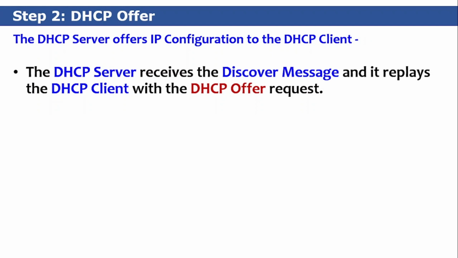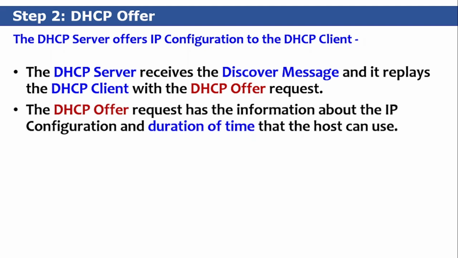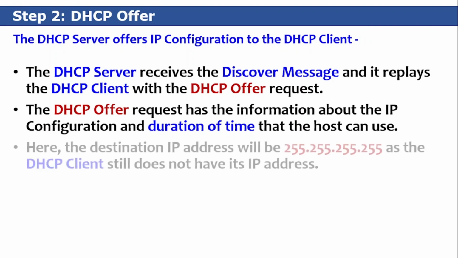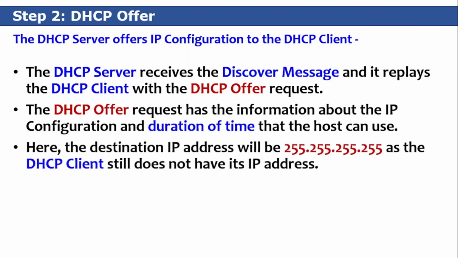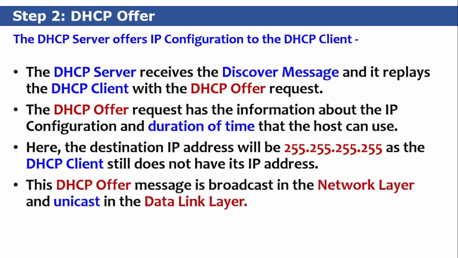The DHCP server receives the discovery message and replies to the DHCP client with the DHCP offer message. The DHCP offer has the information about the IP address configuration and the duration of time, the lease time, that the host can use. Now here the destination IP address again will be 255.255.255.255, as the DHCP client still doesn't have any IP address. So this will again be a broadcast message.